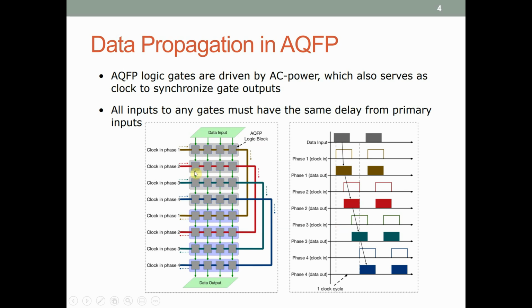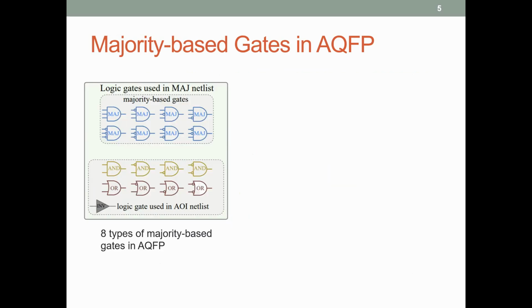Because this is a deep pipeline structure, it needs to be perfectly path balanced. That means all the inputs to any gate must have the same delay from the primary inputs. The data arrives at phase 1 simultaneously, at phase 2 simultaneously, at phase 3 simultaneously. So for each of the inputs of the same gate, and for arbitrary paths, they need to have the same delay and the same number of clock phases.